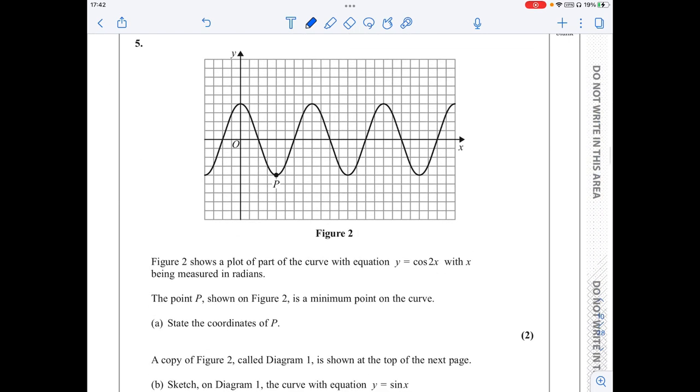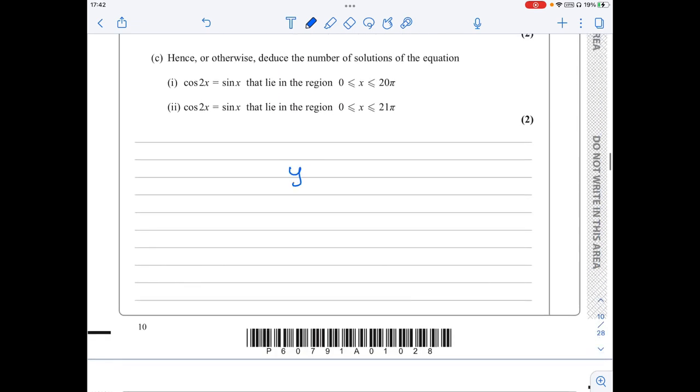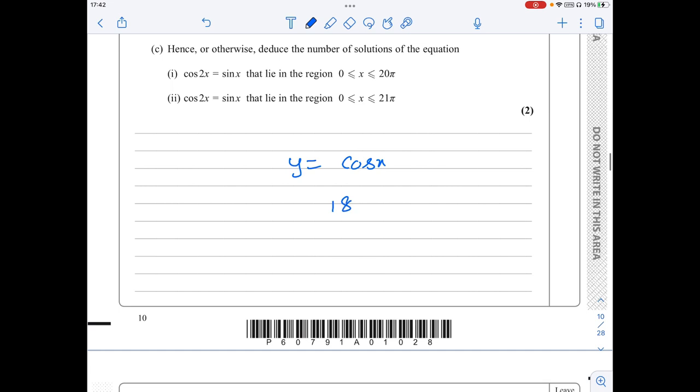Now question number 5. Figure 2 shows the plot of part of y equals cos 2x. Point P shown in figure 2 is the minimum point. Find the coordinates of point P. Basically, if y equals cos x, the minimum point will be nothing but what? At (180, -1). (180, -1) is going to be the minimum point. This is for cos x, but now we are doing it for cos 2x. So therefore the x coordinate has to be divided by 2. 180 by 2 is nothing but what?